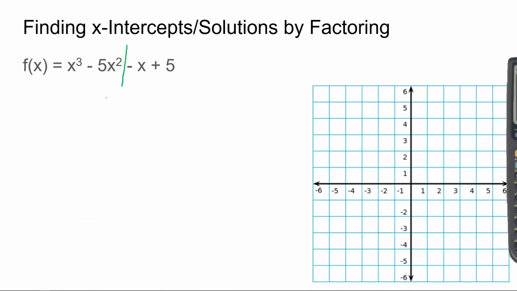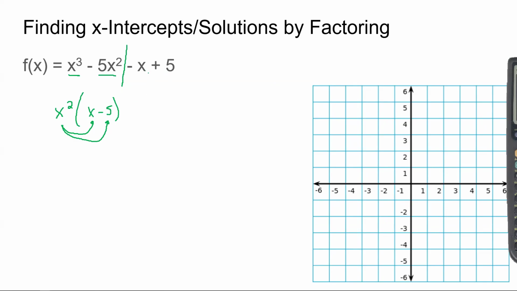If I just come in here and split that thing like that, I could pull an x squared out of the first two, and then I would need an x minus 5 to get back to where I was. Check it out. X squared times x would give me the x cubed. X times -5 gives me the -5x squared. And so I've got that part right there. Now, back here, I have a -x plus 5. And look at right there, there's an x minus 5.